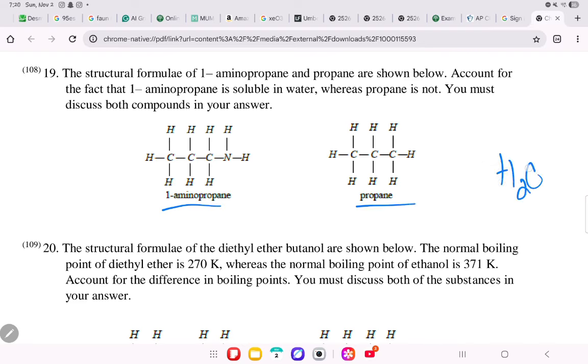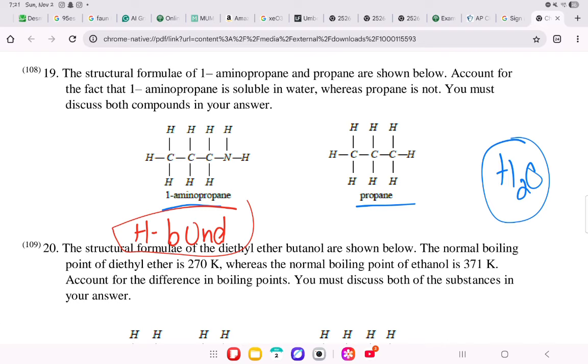Now we need to list the forces. 1-aminopropane has what? It has the strongest bond for it. Of course, we'll only consider the strongest bond being the hydrogen bond. It has dipole, it has ID, of course it does. But it has a hydrogen bond. How did we know? Because we have a nitrogen over here, right? And this has a lone pair, right? So this nitrogen is one of the electronegative, the three of them. Fluorine, oxygen, nitrogen. So what will it do? It will form a hydrogen bond directly.